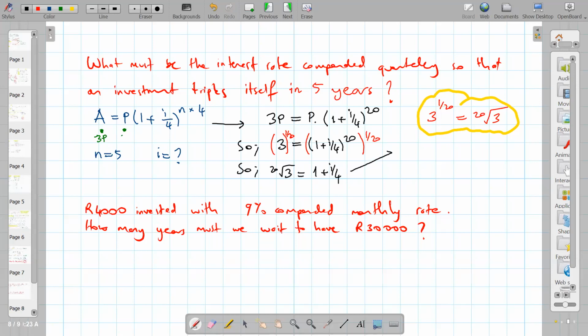So how do we leave I alone? I over 4 is equal to the 20th root of 3 minus 1. So the calculator will give an answer, and then you must multiply it by 4. Okay, I'll get my calculator.